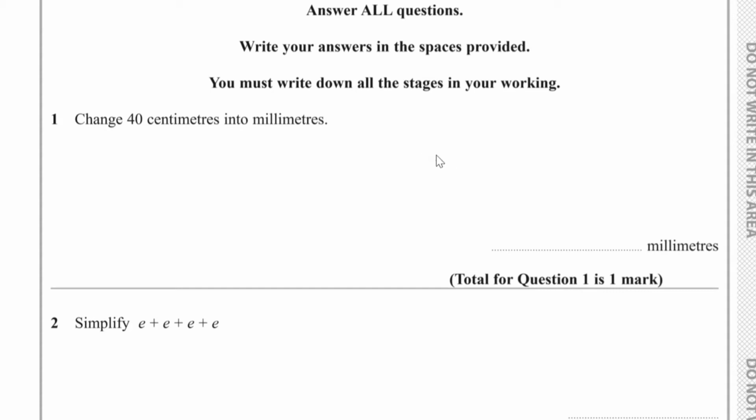Well, if we have centimetres and we want to convert this to millimetres, centimetres to millimetres, we times by 10. Millimetres to centimetres, we divide by 10. And so therefore, 40 centimetres is equal to 40 multiplied by 10, which is 400. So we have 400 millimetres.